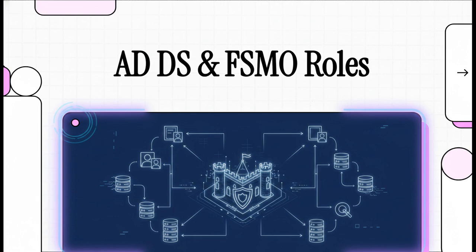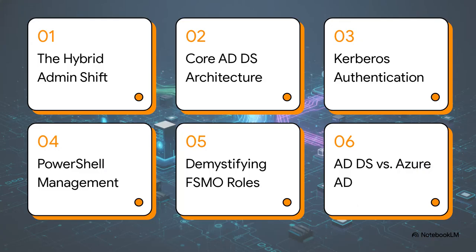So, let's get started. Okay, let's take a really quick look at our agenda for today. We'll be covering: 1. The hybrid admin shift, 2. Core ADDS architecture, 3. Kerberos authentication, 4. PowerShell management, 5. Demystifying those tricky FSMO roles, and finally, number 6, ADDS versus Azure AD.